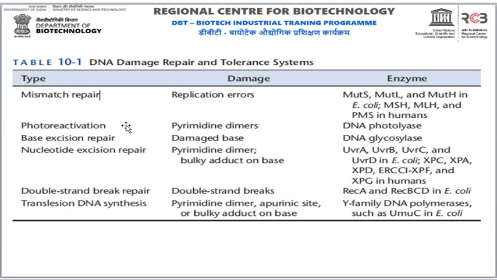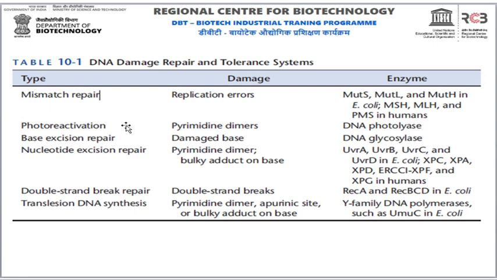Okay, so the next is the DNA damage repair system. Mismatch repair corrects replication errors, and the enzymes involved include MutS, MutL, and MutH in the case of E. coli. Next, photoreactivation corrects pyrimidine dimers, and the enzyme involved in photoreactivation is DNA photolyase. And next is base excision repair. It removes the damaged base, and the enzyme involved is DNA glycosylase.